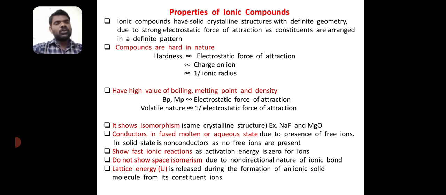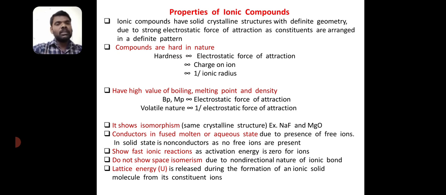Now we can see the properties of ionic compounds. Ionic compounds are solid with a crystalline structure having a definite geometry, because of the strong force of attraction, as the constituents are arranged in a definite pattern. Ionic compounds are very hard because of the electrostatic force of attraction between the ions. Hardness is directly proportional to the force of attraction, directly proportional to the charge on the ion, and inversely proportional to the ionic radius.